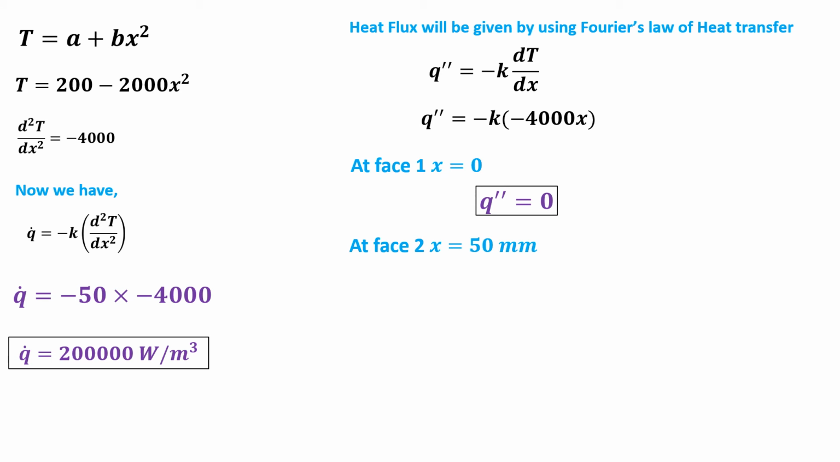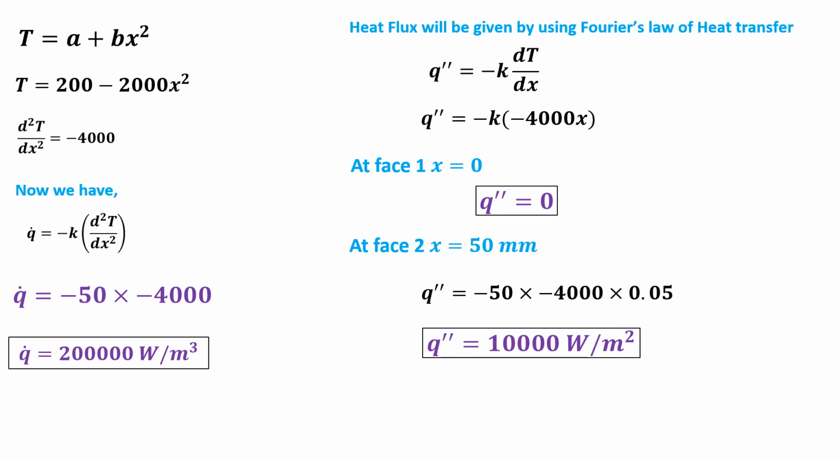At phase 2, where x is equal to 50 millimeter, the heat flux comes out to be minus 50 into minus 4000 into 0.05, and at phase 2 heat flux comes out to be 10,000 watt per meter square.